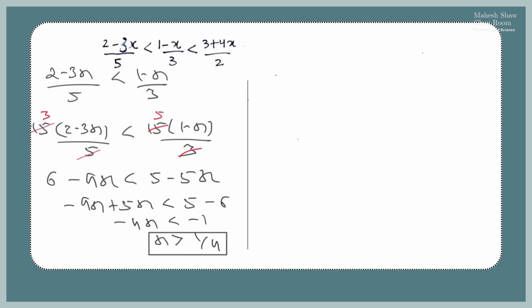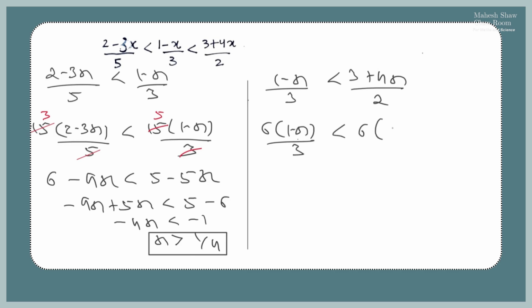This is what the other part is. So it is (1 minus x) over 3 less than (3 plus 4x) over 2. Now multiplying by the LCM, which is 6 in this case. So this is 6 multiplied by (1 minus x) over 3 is less than 6 multiplied by (3 plus 4x) over 2.